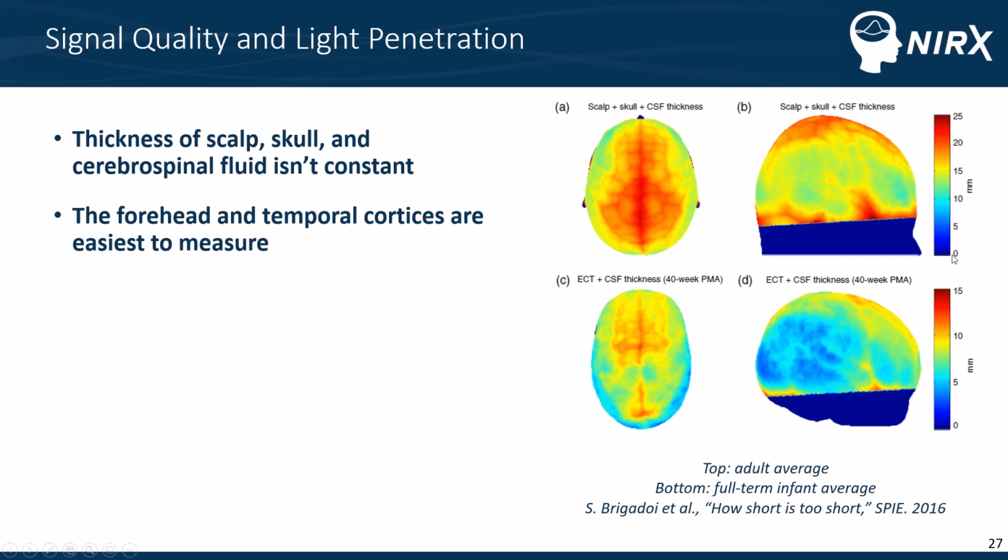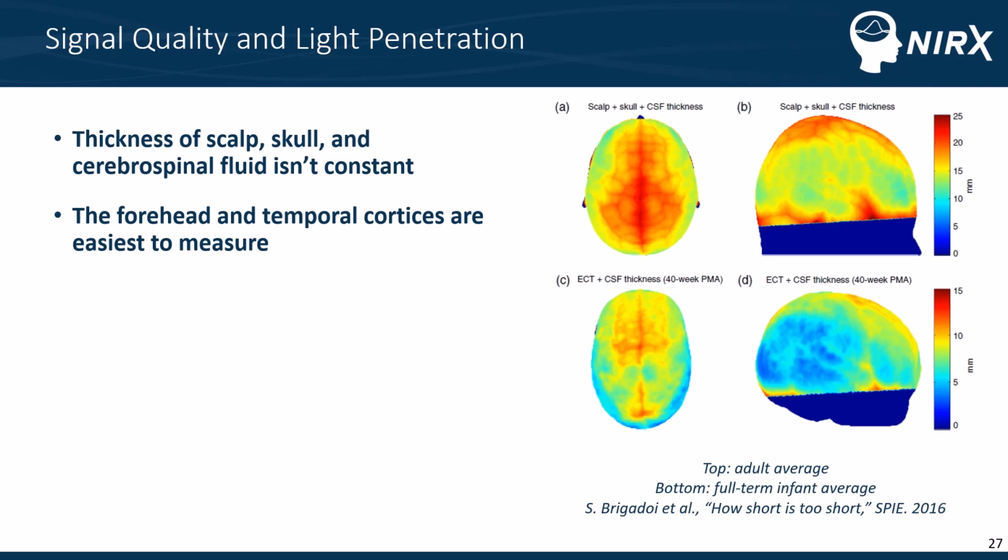So we've got 0 millimeters in blue in thickness down here and 25 millimeters in thickness reflected in red up here. These are 2 adult scans and these are 2 infant scans down here. So with the adult scan, you can see that the central locations on the head have the thickest scalp, skull, and cerebrospinal fluid, whereas the temporal and forehead regions are not nearly as thick. So you're going to get better signal quality in those areas on the whole because more photons are going to be able to pass through to your detector than in areas with higher skull thicknesses, which is going to scatter your photons more.